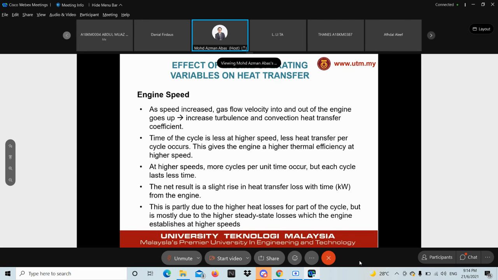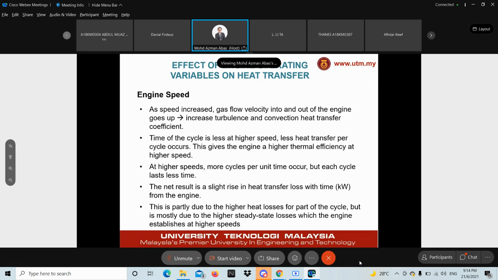Engine speed. As speed increases, gas flow velocity into and exiting the engine will increase. This increases the turbulence and convection heat transfer coefficient inside the engine. The time of the cycle is less at high speed, because the rotational speed is much greater, so less heat transfer per cycle occurs. This gives the engine a higher thermal efficiency at higher speed.